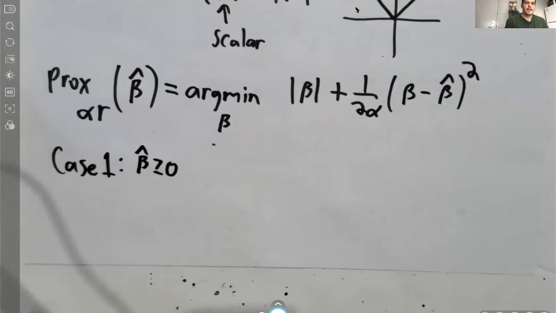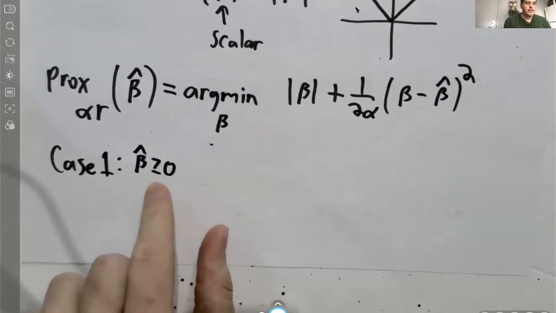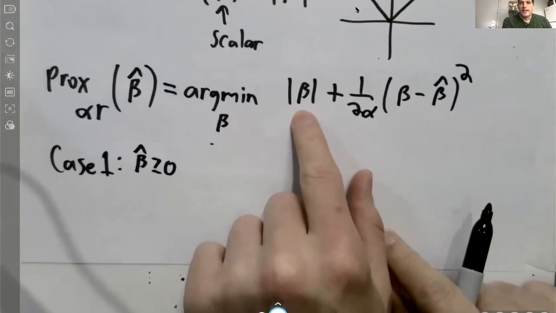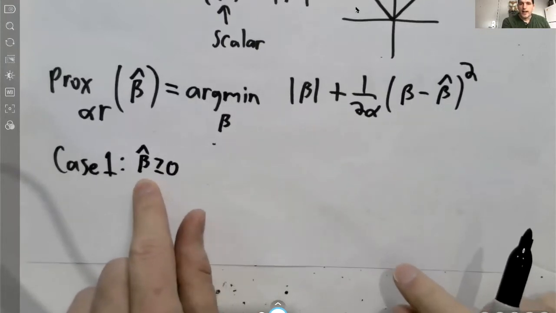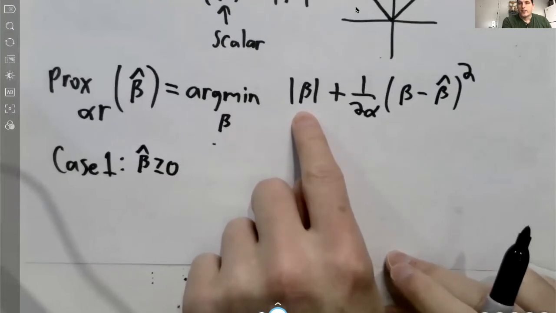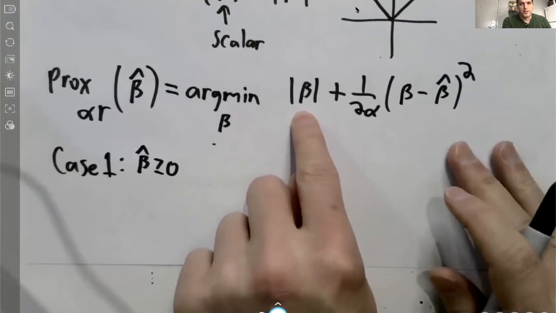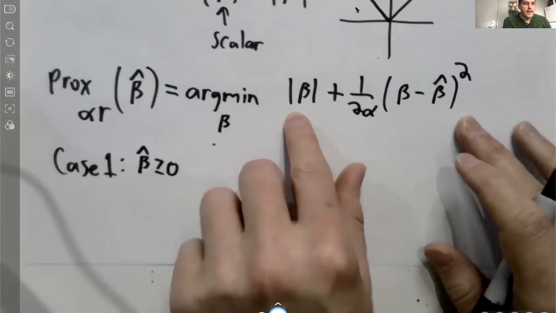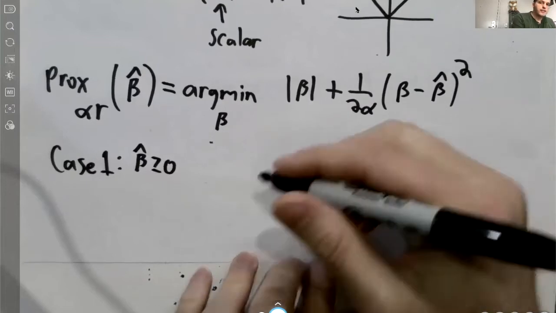I claim that in the case where beta hat is non-negative, there is no value in allowing beta to be negative. In other words, if beta hat is non-negative, it's impossible that a negative value of beta will give us a minimizer for this problem. There's no way that a negative value of beta can minimize this objective function if we're assuming that beta hat is non-negative. And let's try to understand why that's true.